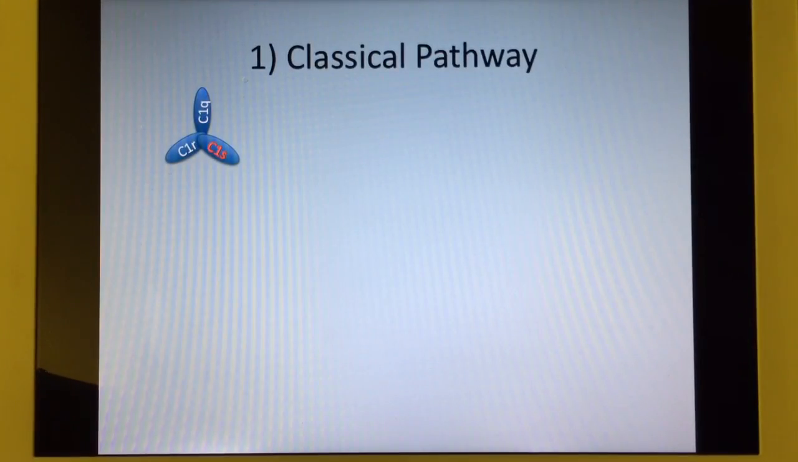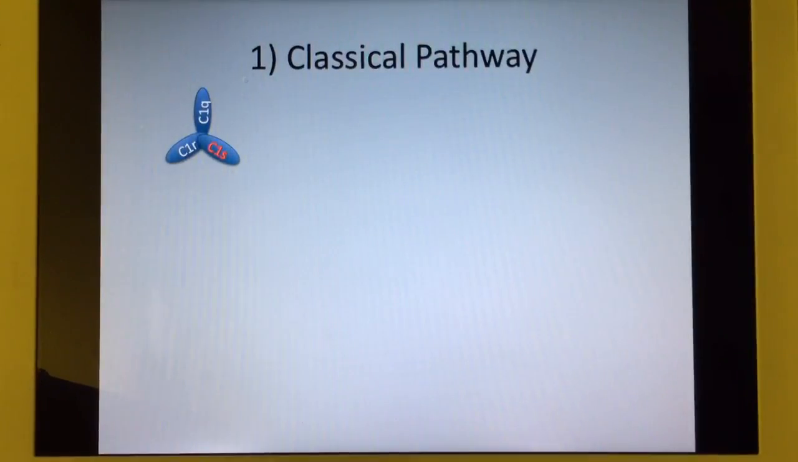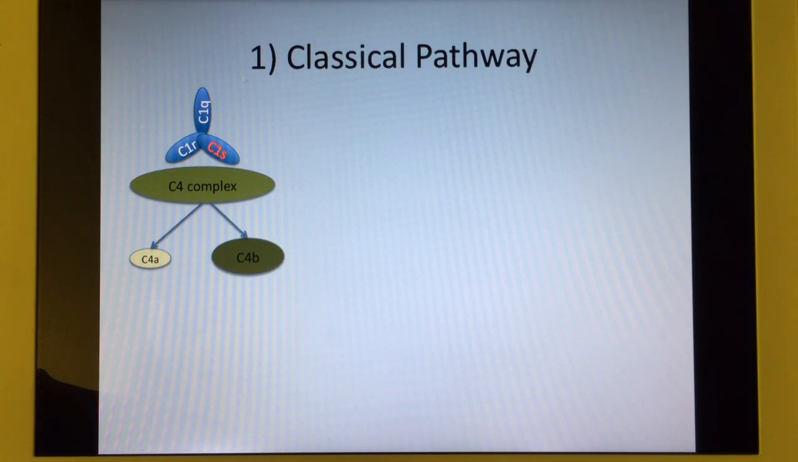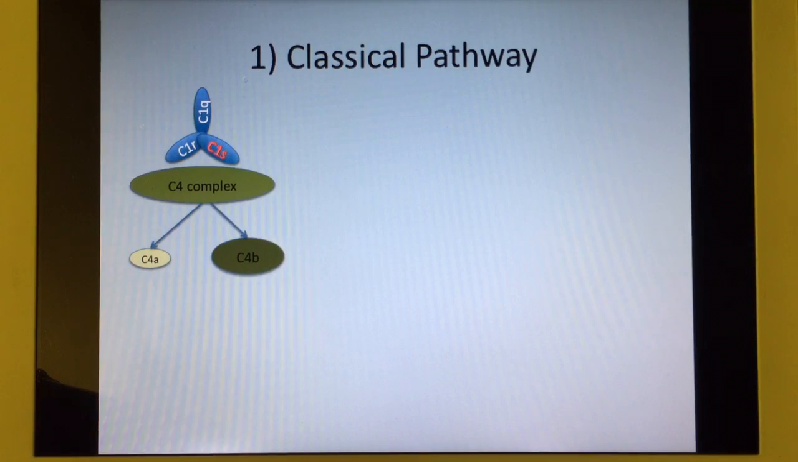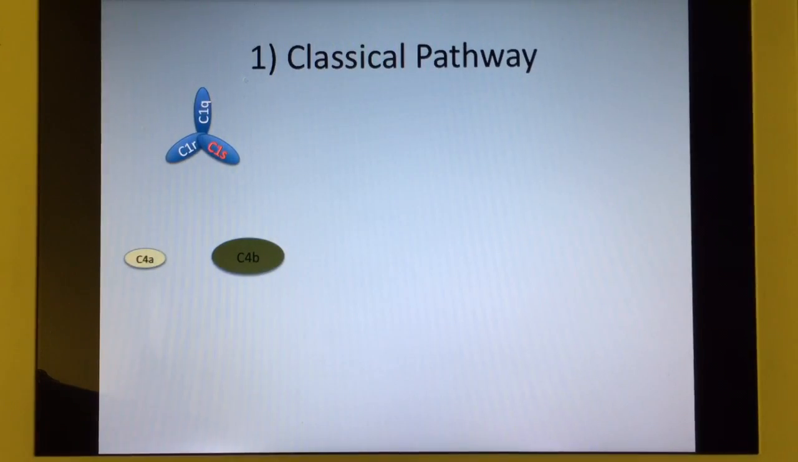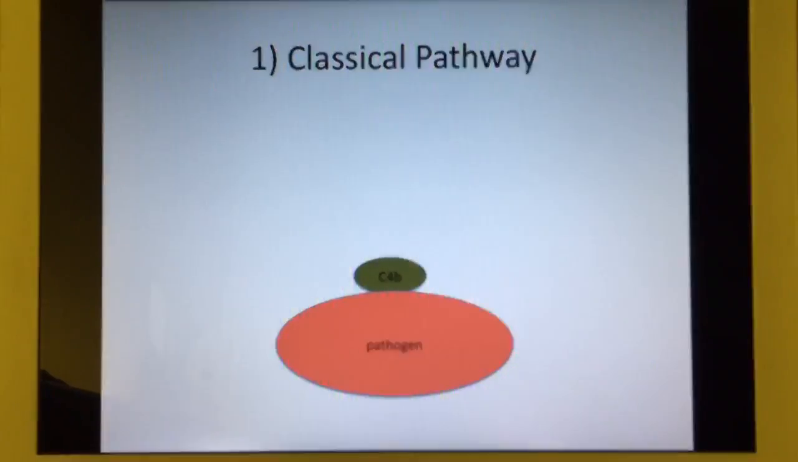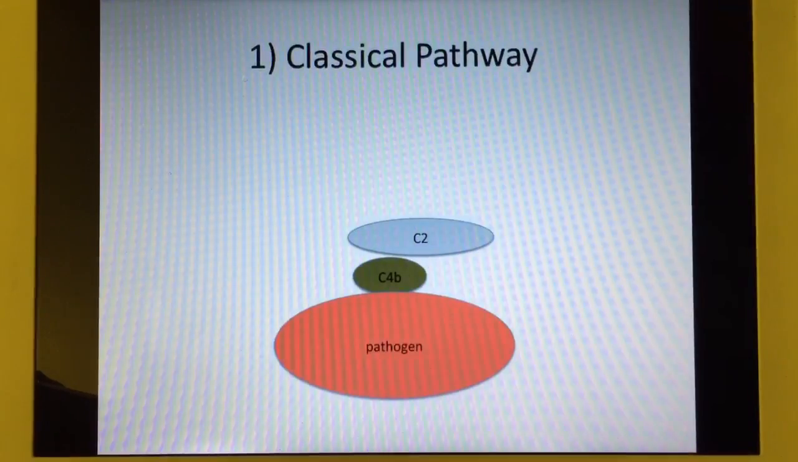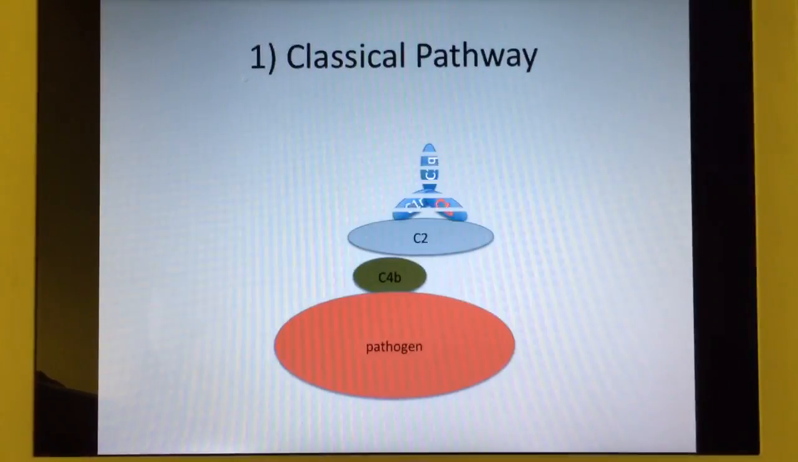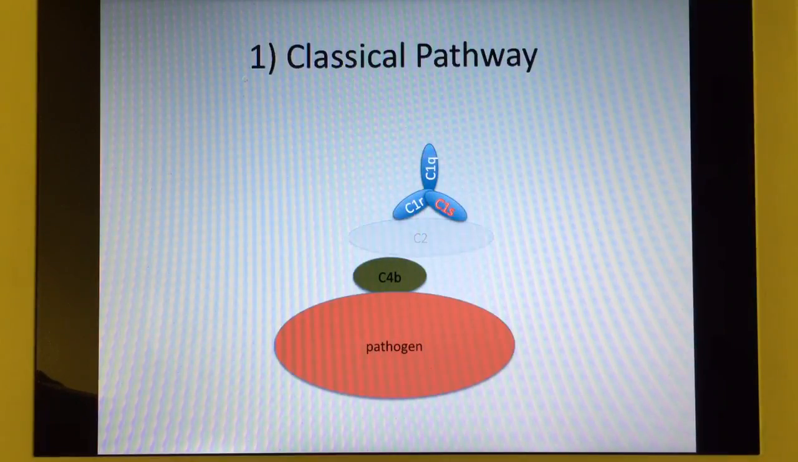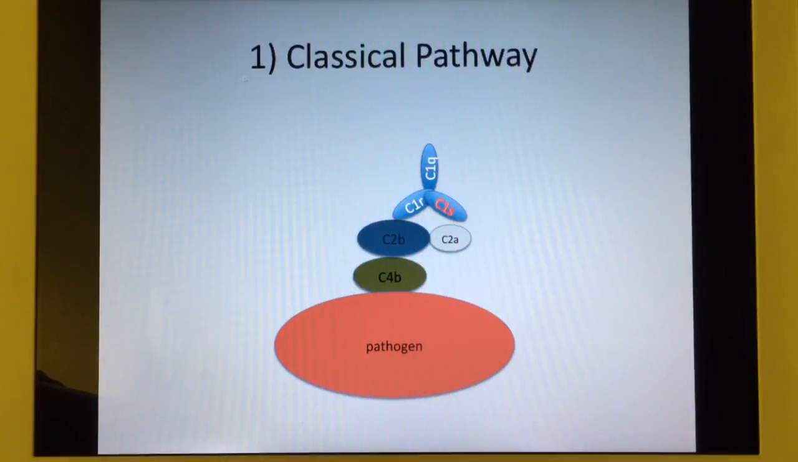C1s is a serine protease which cleaves C4 into C4a and C4b. C4a is a small fragment with weak pro-inflammatory properties, while the larger C4b binds covalently to pathogen surfaces. Next, C2 binds the attached C4b and is cleaved by activated C1s serine protease into C2a and C2b.